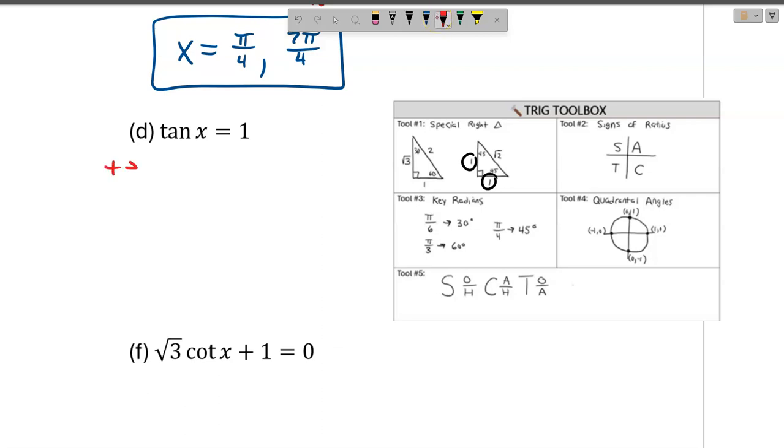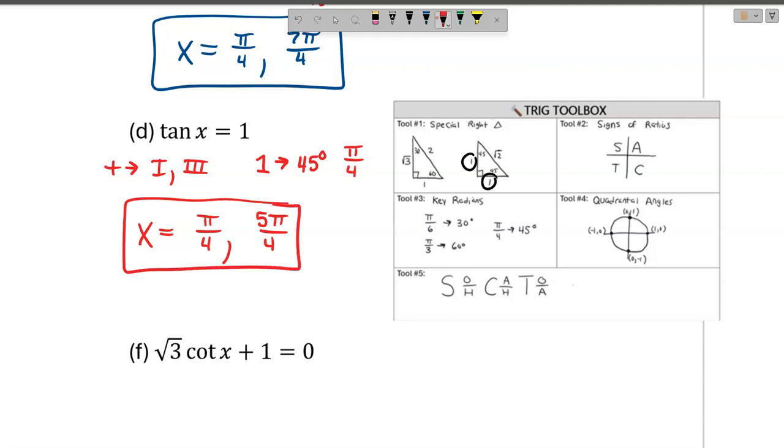So it's a positive ratio, tangent's positive in quadrant 1 and quadrant 3. Since the ratio is 1, that's going to tell me specifically for tangent that we're dealing with a 45 degree reference angle. So my two answers for this question will be pi over 4, and then the quadrant 3 answer is going to be 1 more pi over 4 past 4 pi over 4. So that's 5 pi over 4 is my quadrant 3 answer.